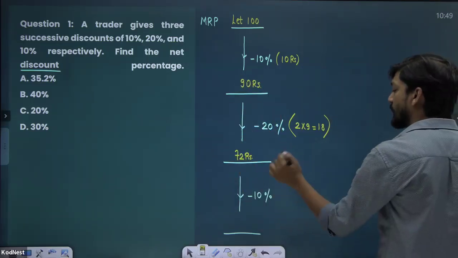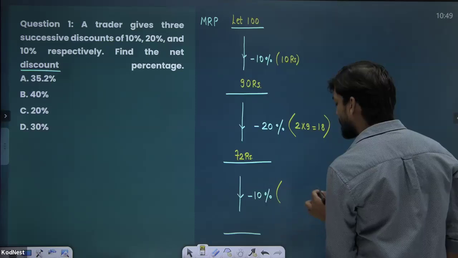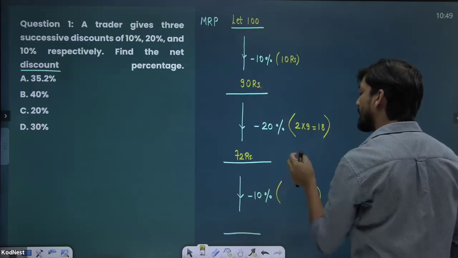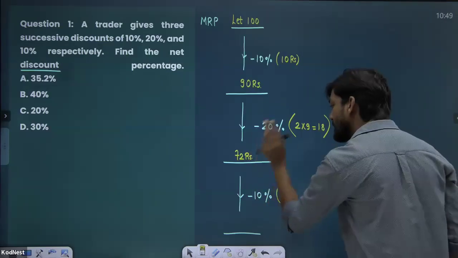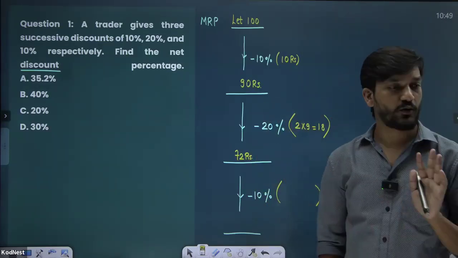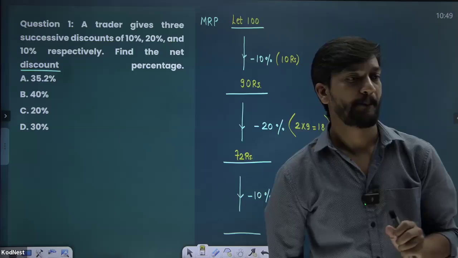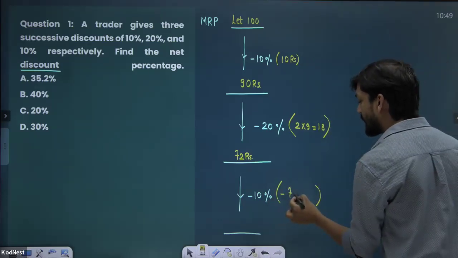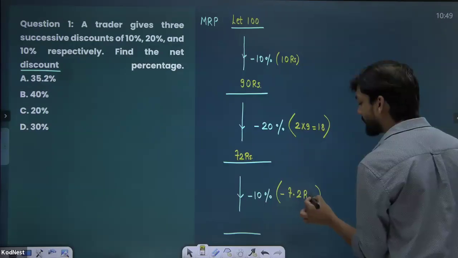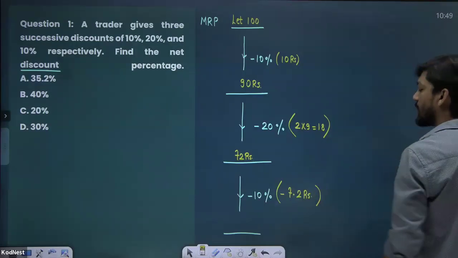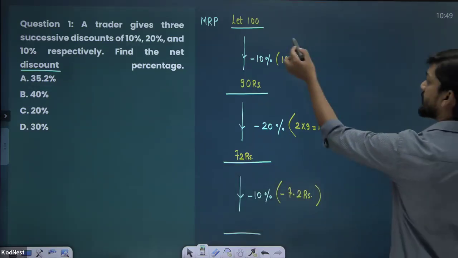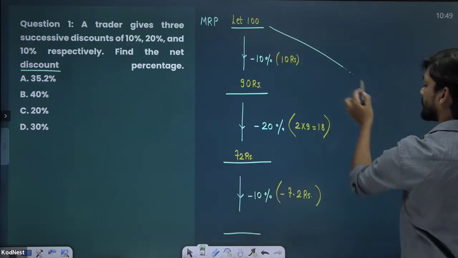All right, next one, 10%. So for 10%, don't say, sir, 10 rupees. Don't say, sir, 9 rupees. 10% now you will get on 72 rupees. How much discount? 7.2. Okay, 7.2 rupees. Now don't subtract it. Just carefully answer.